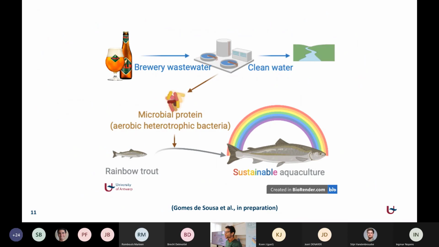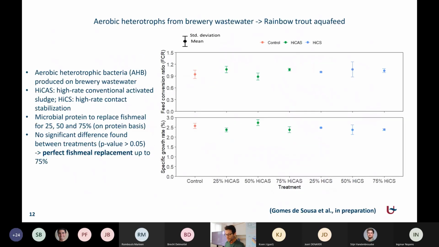Several groups performed feeding experiments, and this is one example in which we took wastewater from a brewery, upgraded it to microbial protein, and fed it to rainbow trout, which is, well, a carnivorous fish. Typically, you use a lot of fish meal. And this graph here shows at the left a diet that is fully fish meal based. And then we go with 6 variations of microbial protein up to 75% replacement of fish meal.